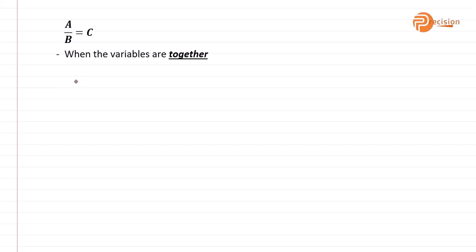We have another situation when the variables are together. So for instance, we have a over b is equal to c. Now remember, we talked about the other situation when we have something like ab. So they are together like this and they are being combined by multiplication. Whenever you have them as a fraction, here a is the numerator and b is the denominator, they are joined by division. And you know the opposite of division is multiplication. So let's go ahead and do that. So from division we go to multiplication.